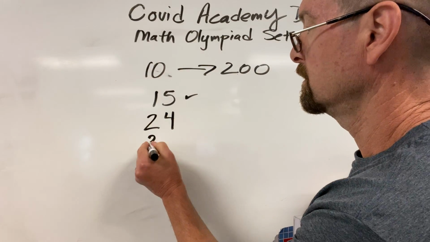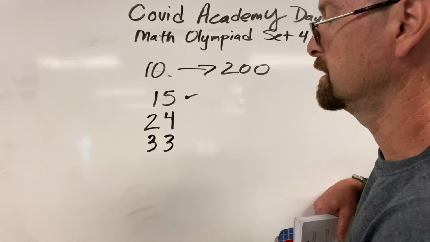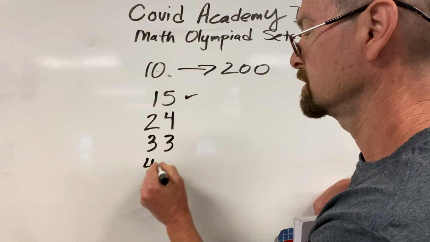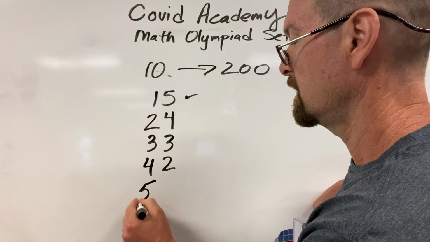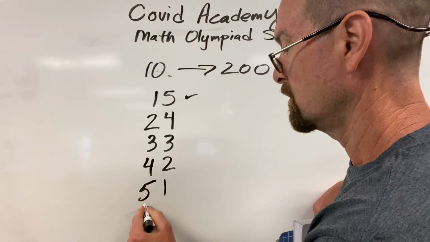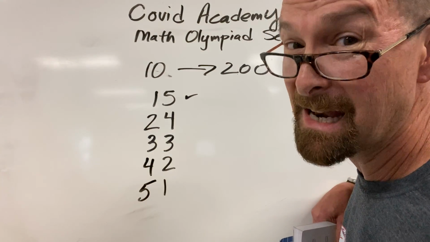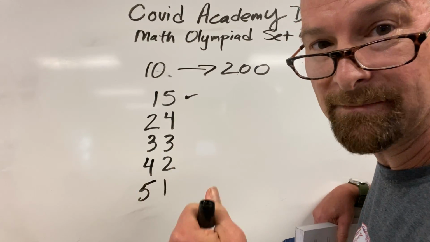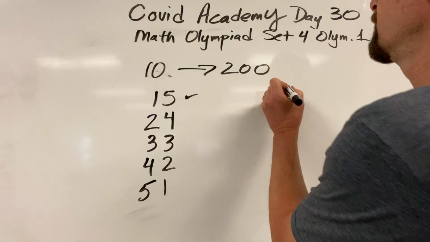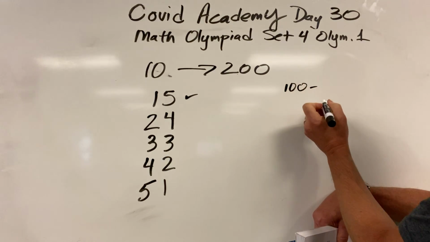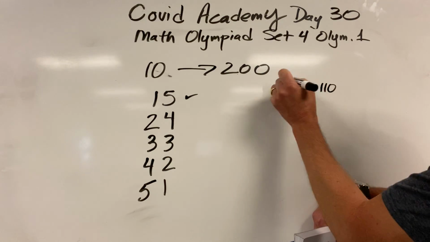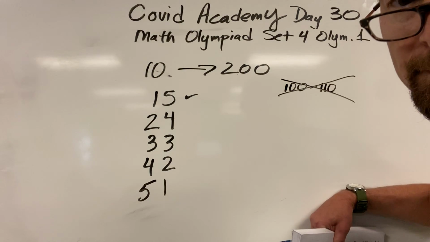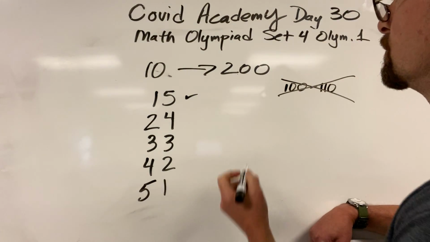Then we go to the 30s, which would be the 3 and the 3. Then the 40s, 4 and 2. And the 50s, 5 and 1. Then we go to 60. No, we don't. That has a 0 in it. The 70s, 80s, 90s, no. We can't do 100 through 110. They all have zeros.